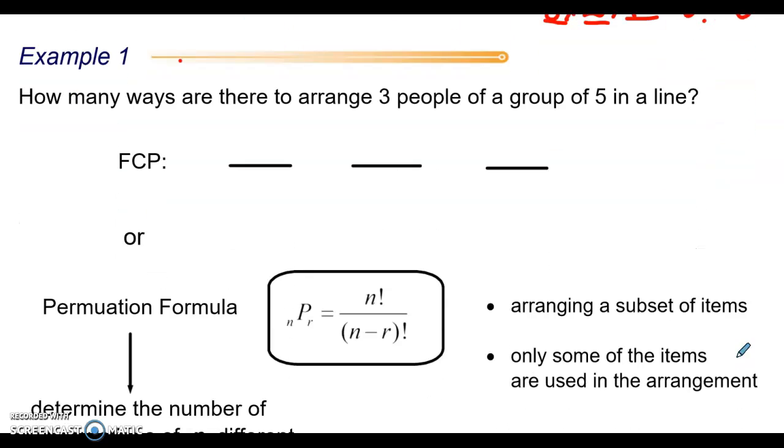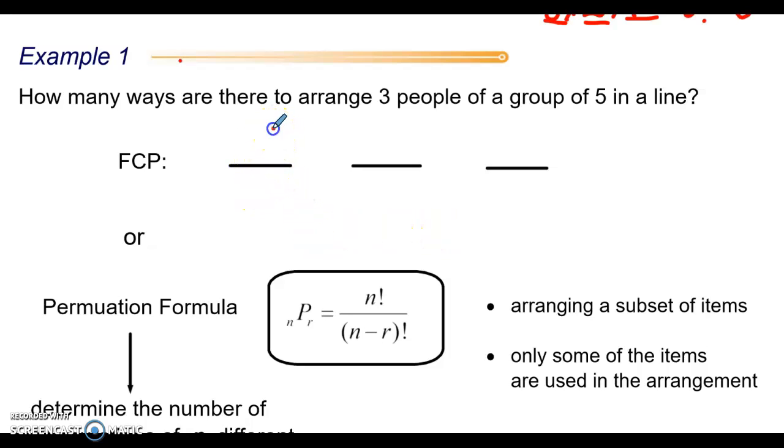Let's take a look at example 1. How many ways are there to arrange 3 people of a group of 5 in a line? So consider that we are not arranging all 5 people in a line. We are taking 3 of those people and placing them in a line.